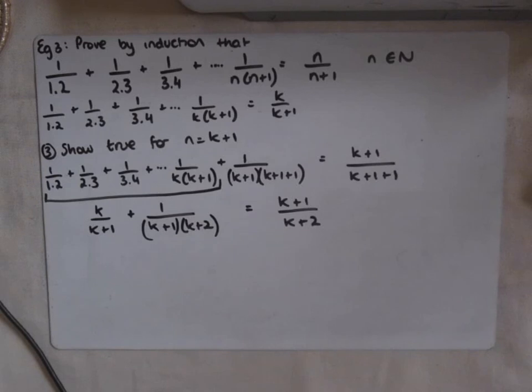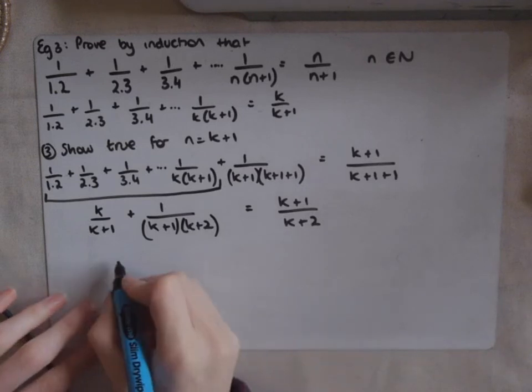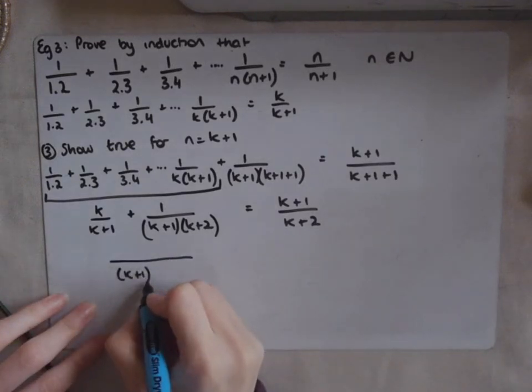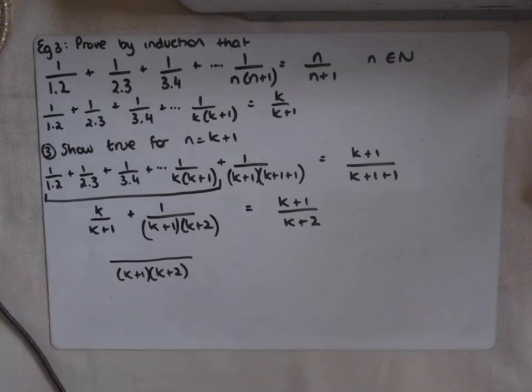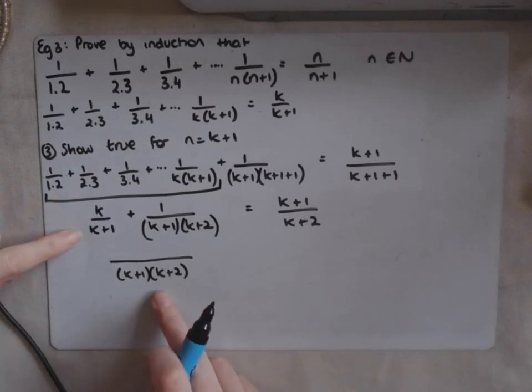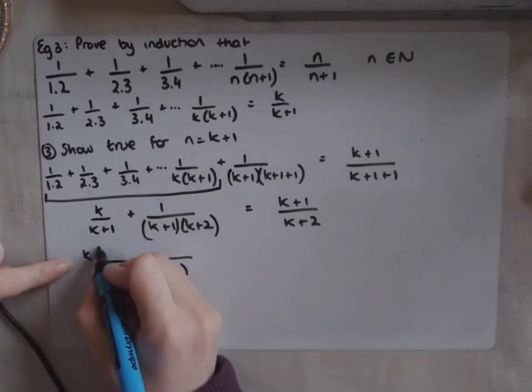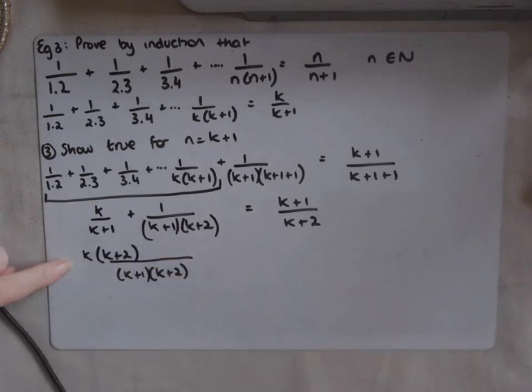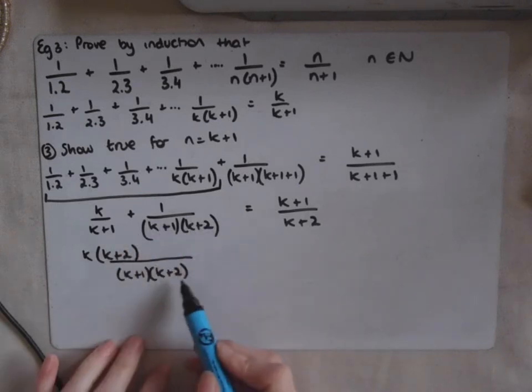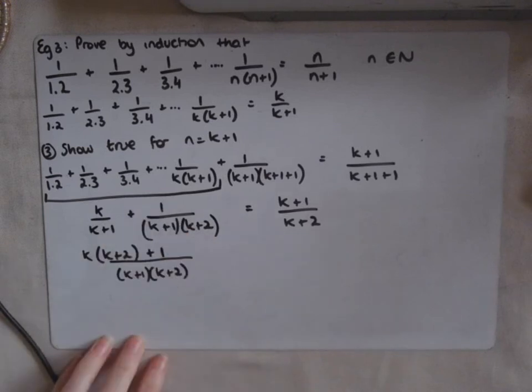Okay. Now on the left hand side I'm going to get a common denominator, and that's going to be k plus 1 by k plus 2. Now, what did I multiply k plus 1 by to get this? I multiplied it by k plus 2. So k by k plus 2. And what did I multiply this by to get this? It was just 1. So 1 by 1 on top.